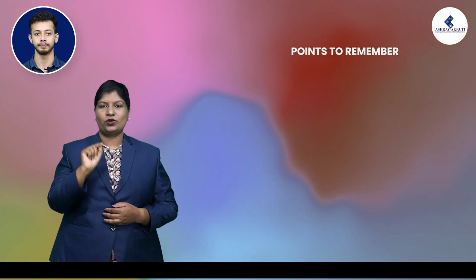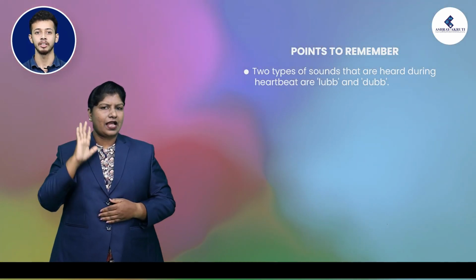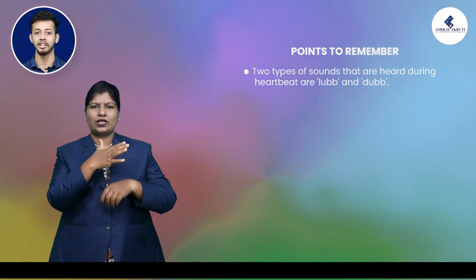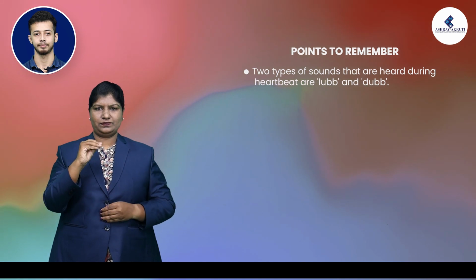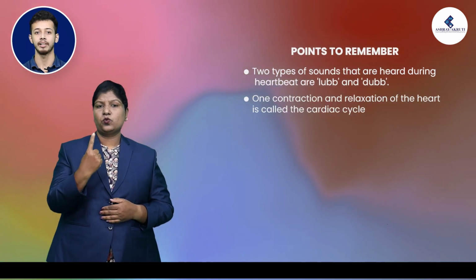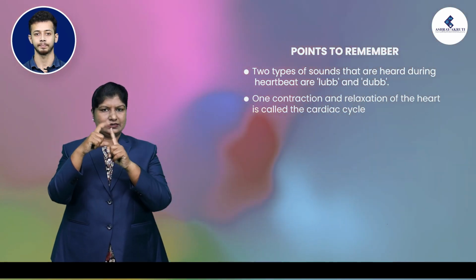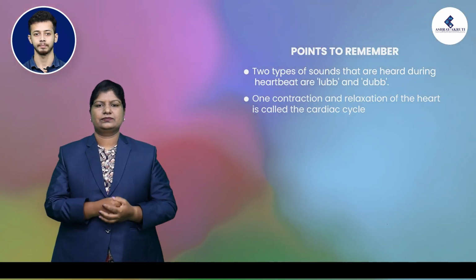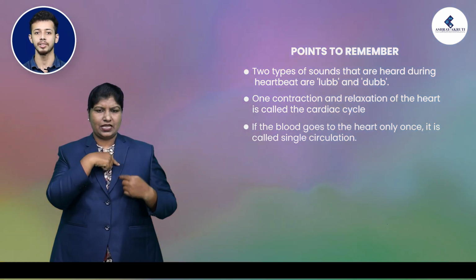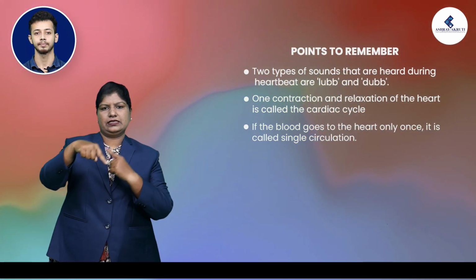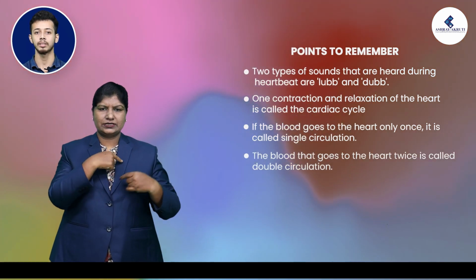Points to remember: two types of sounds that are heard during heartbeat are lub and dub. One contraction and relaxation of the heart is called the cardiac cycle. If the blood goes to the heart only once, it is called single circulation. The blood that goes to the heart twice is called double circulation.